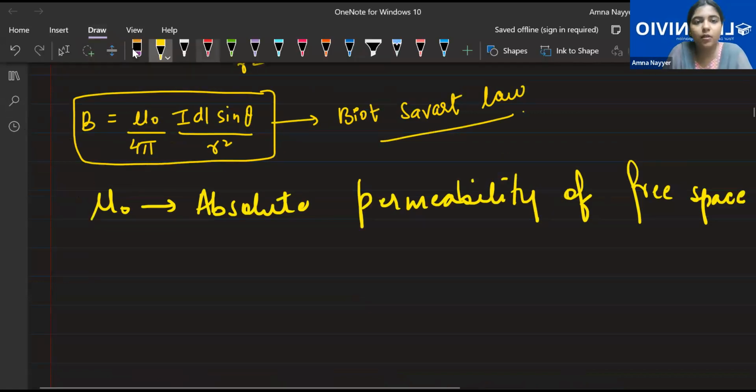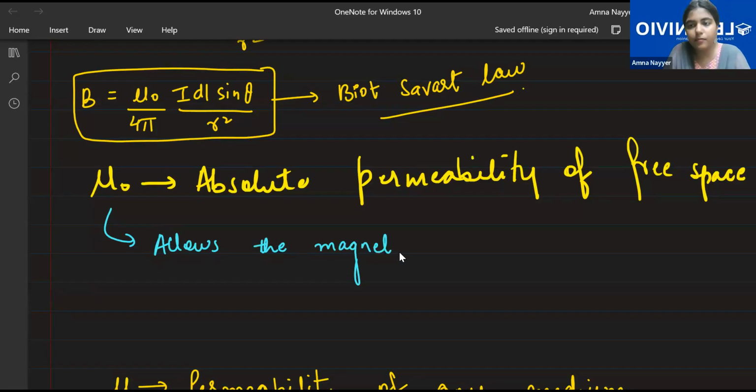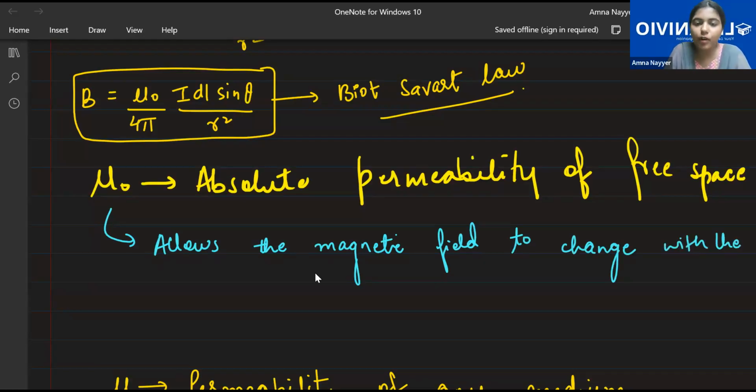So permeability allows the magnetic field to change with the medium. Different media will give you different values of magnetic field.